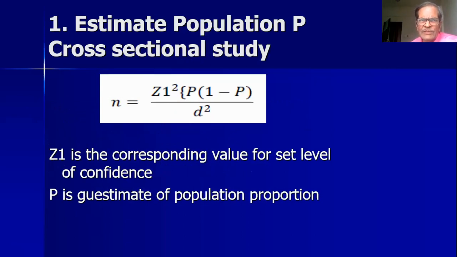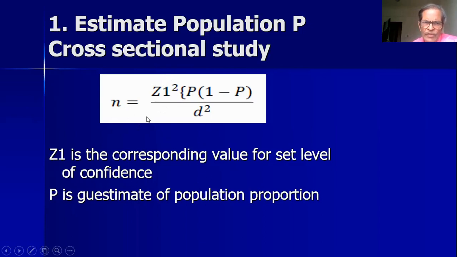But nevertheless, let us first of all see how the sample size will be calculated with the help of the formula. So this is the first example, the estimate of population P in a cross-sectional study. So these are the prevalence studies. Here P is the population proportion, that is the prevalence of a particular outcome or disease. So that is your question, and you want to undertake a sample survey for that, and you want to find out what will be the sample size required. So here n, that is the sample size, is equal to Z1 square into P into 1 minus P divided by D square.